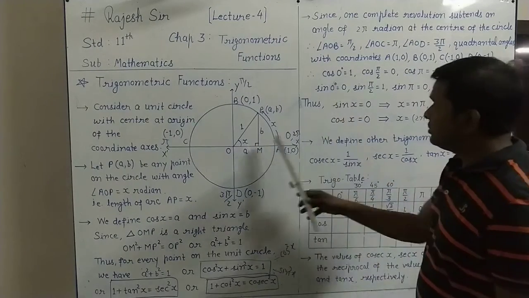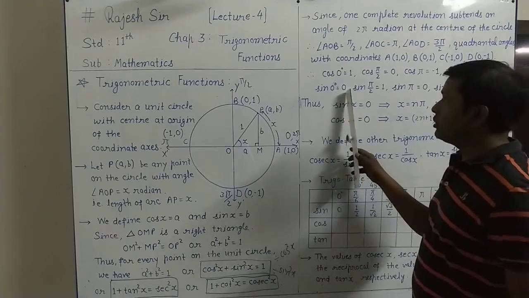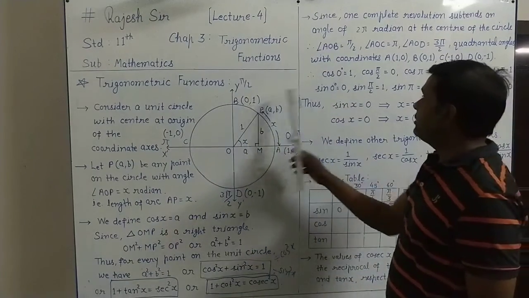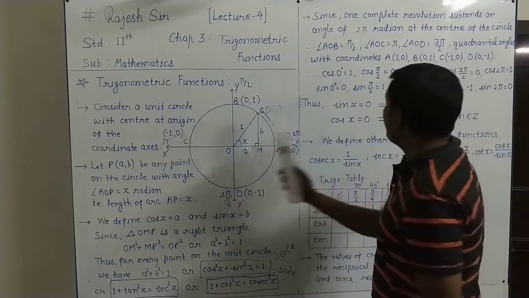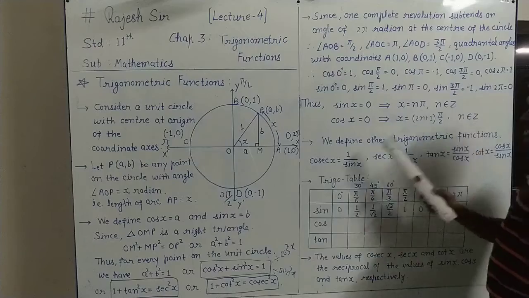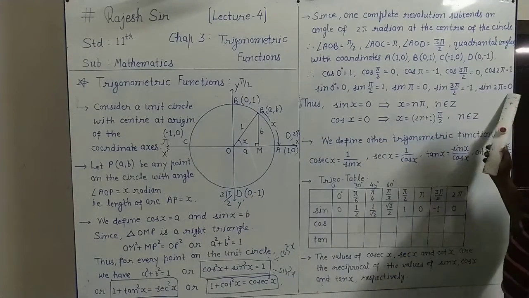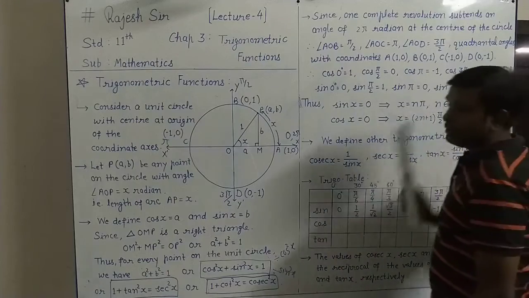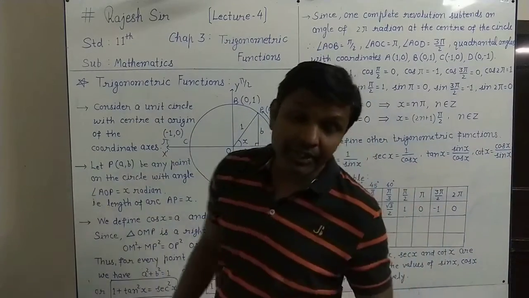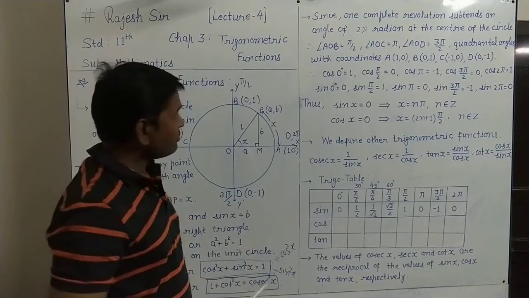So sine 0 is this angle at point A. It is 0. Sine 0 is 0, sine pi by 2 is 1, sine pi is 0, sine 3 pi by 2 is -1, and sine 2 pi is the same initial point, so it is 0 again. This way, all the values of cos and sine we can get by seeing the x and y coordinates on the unit circle.